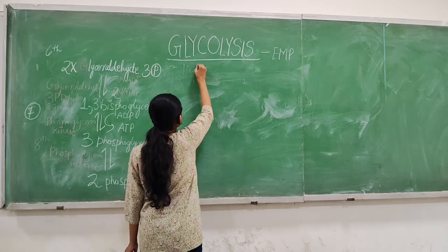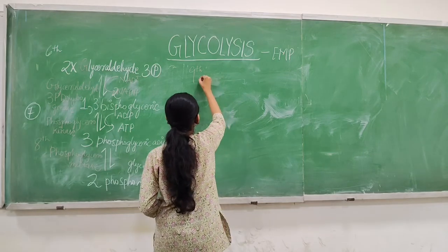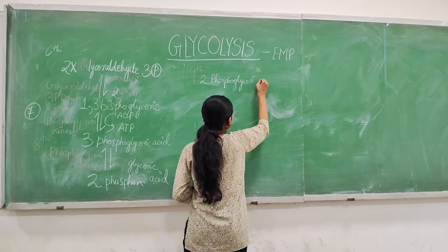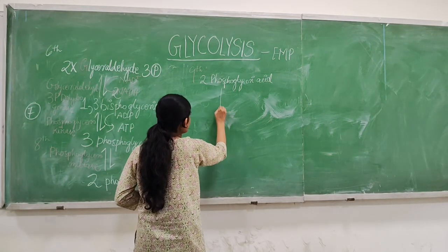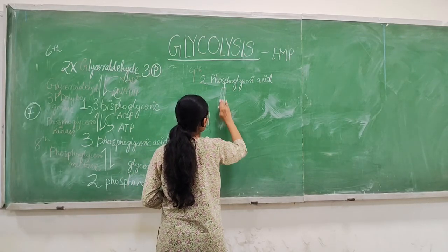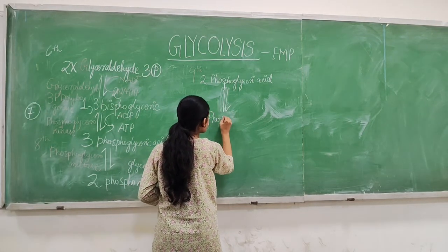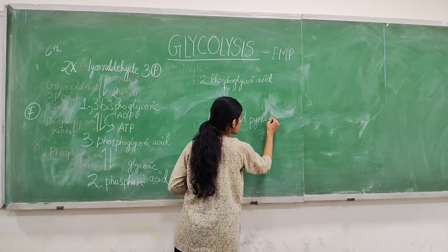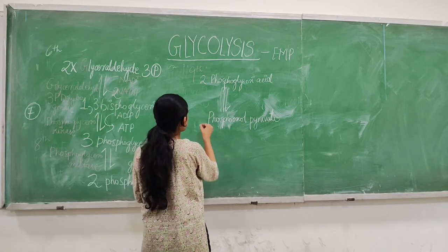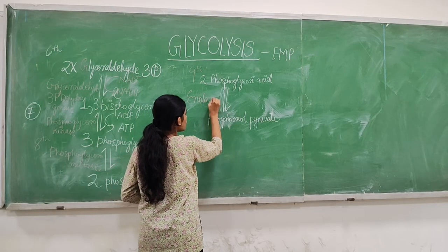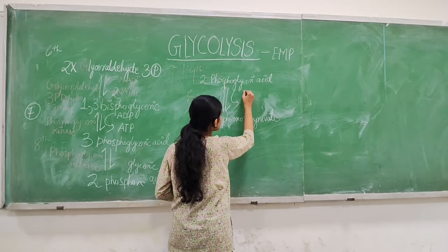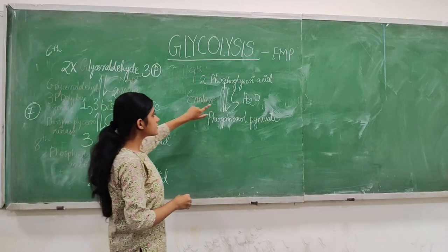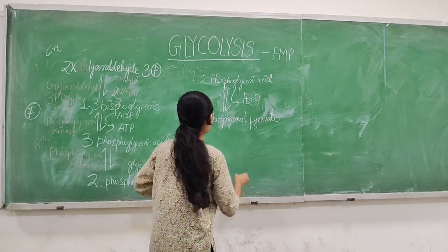In the ninth step, 2-phosphoglyceric acid is converted to phosphoenolpyruvate. This is done by an enzyme called enolase. Here what is happening? There is a removal of H2O. Water is removed in this reaction.